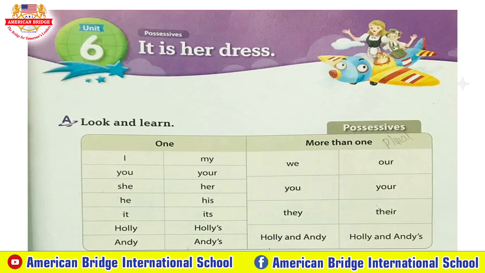The singular form we use with I, you, she, he, it, and the name of a person. When you see the name of a person and change it to possessive, you need to put an apostrophe and s, right? This one is also mentioned with two persons. That's right, we need to put an apostrophe with s. But this one is plural, right? Okay, so I hope that you understand our lesson for today.